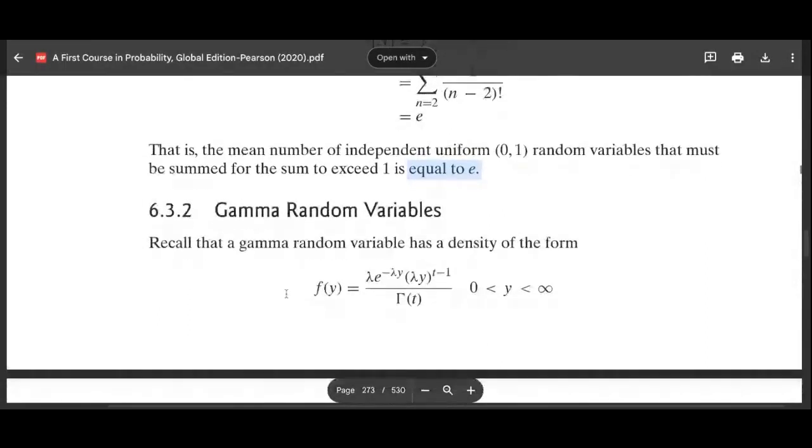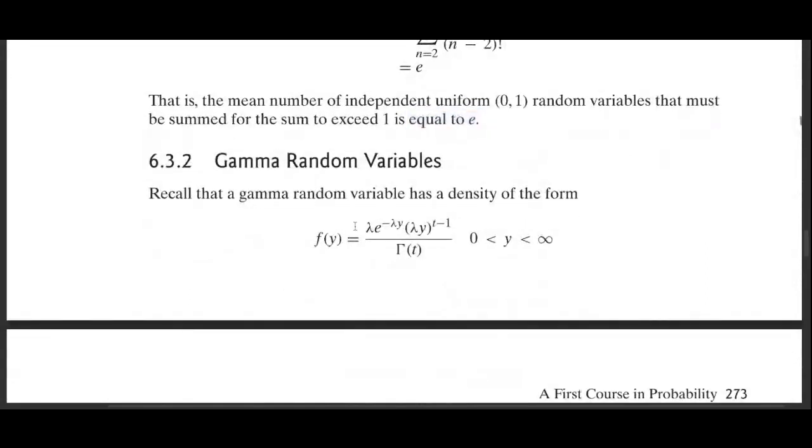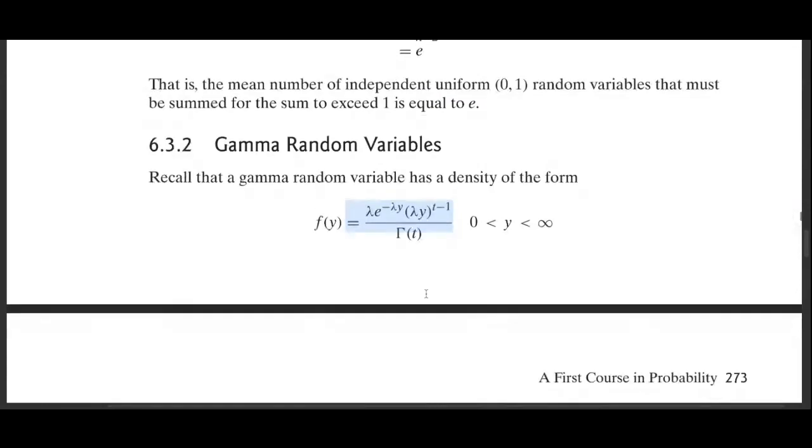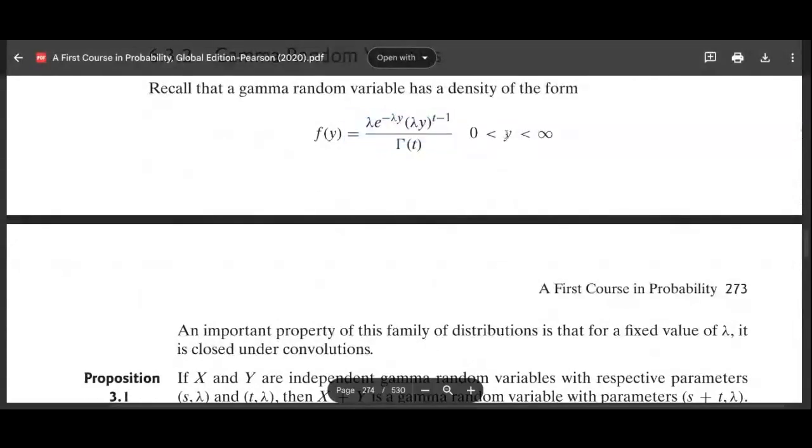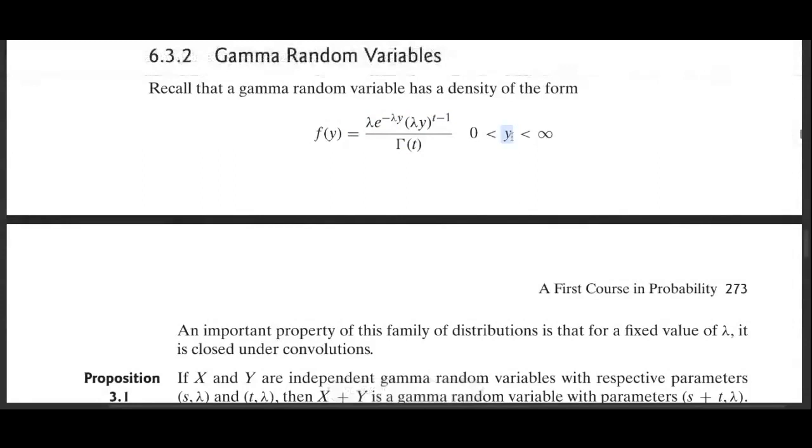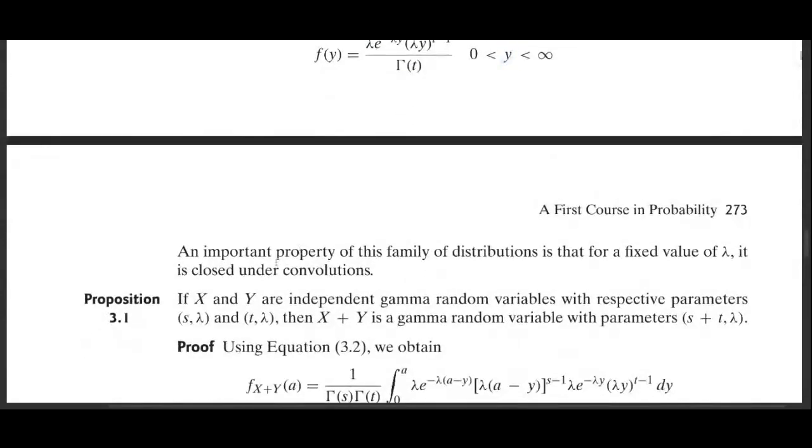Let's see, these gamma random variables. Remember, gamma has this fancy distribution. And what's important to remember is y is a positive number. The important property of this family of distributions is that for a fixed value of lambda it is closed under convolutions. Let's see, what does this mean?